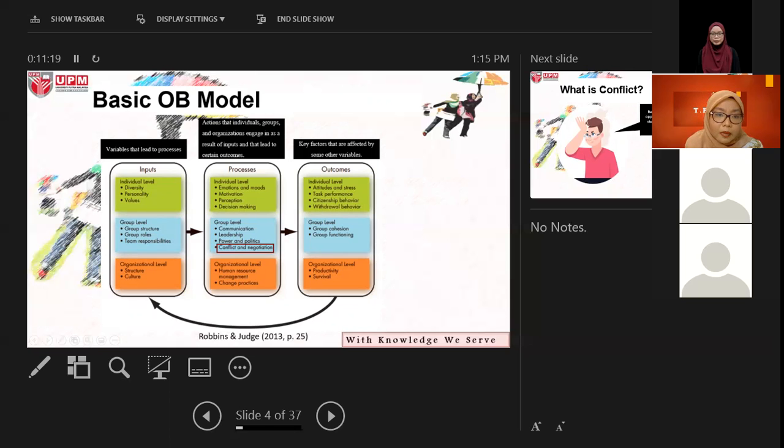Okay. So input ni any input, any raw material that we insert before we process something. So kalau kita imagine when we want to produce a product, so kita kena ada raw material. So the raw material ni we divide into 3 levels, individual, group and organizational level. Okay, so kalau at individual level ni we can see the diversity at our workplace. Kalau workplace ataupun university pun, when you are working in group, for example, you can see the diversity, the different races between your team members.